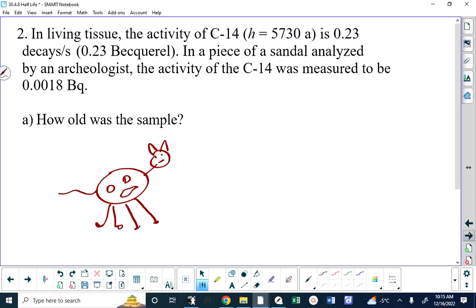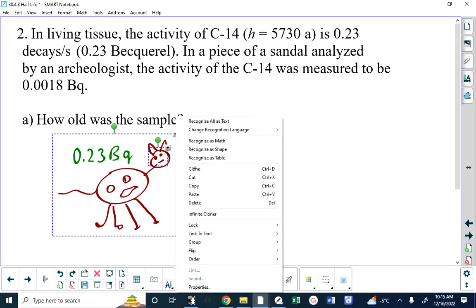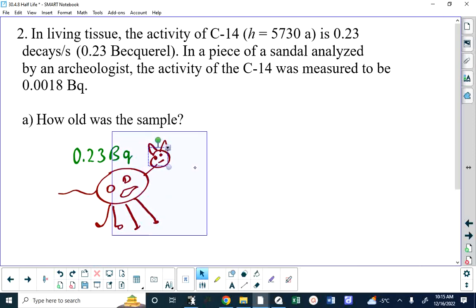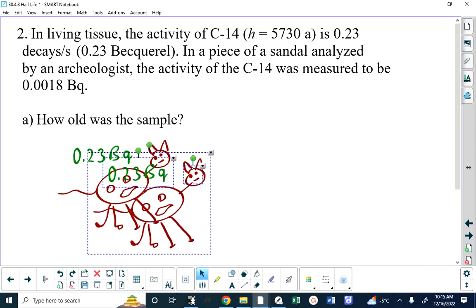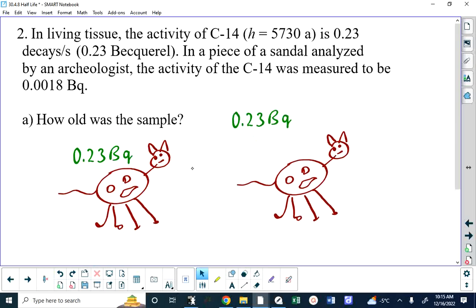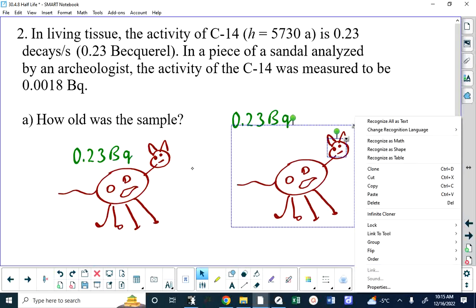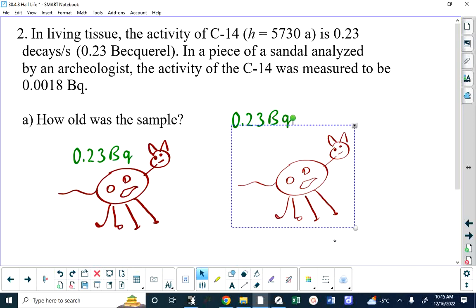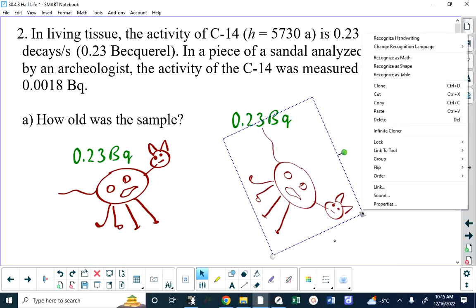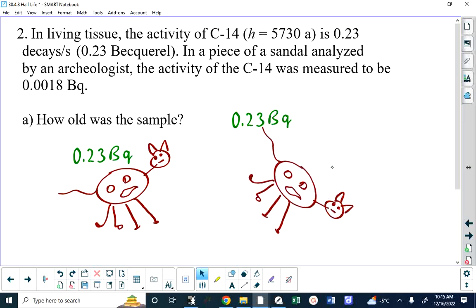has a decay rate of 0.23 becquerel until that arrow goes through the cow. And the cow is dead. And that is going to start declining, right? It's not going to be 0.23 becquerel.